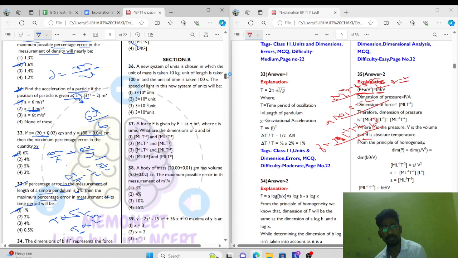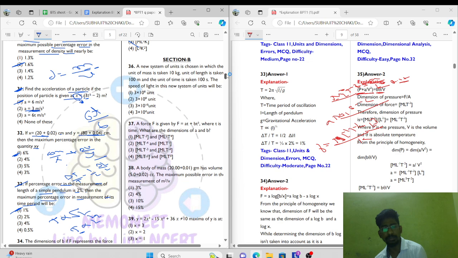Okay, first of all, understand this. This is the dimension of speed. The dimension of speed is M^0 L T^-1, right? So the conversion factor for M has no effect, because something to the power 0 always becomes 1, so it will be equal to 1 only.